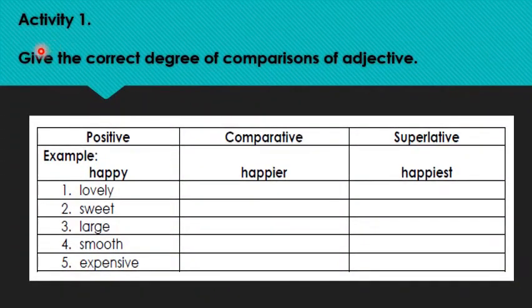Now, let's have some activities. I want you to give the correct degree of comparisons of adjective. For example, happy. Its comparative form is happier, and its superlative form is happiest.